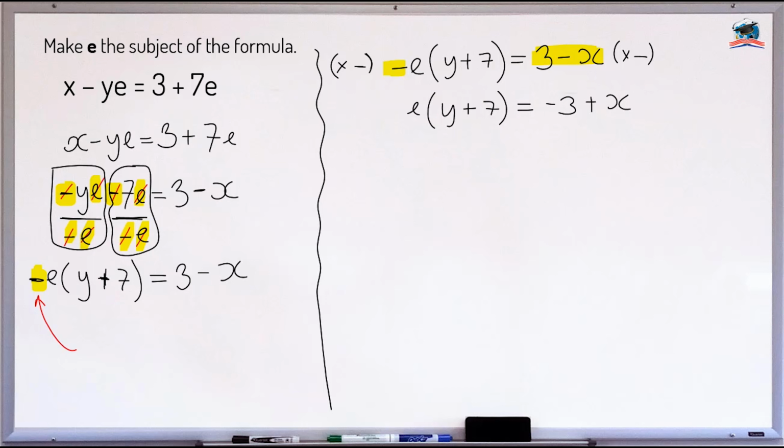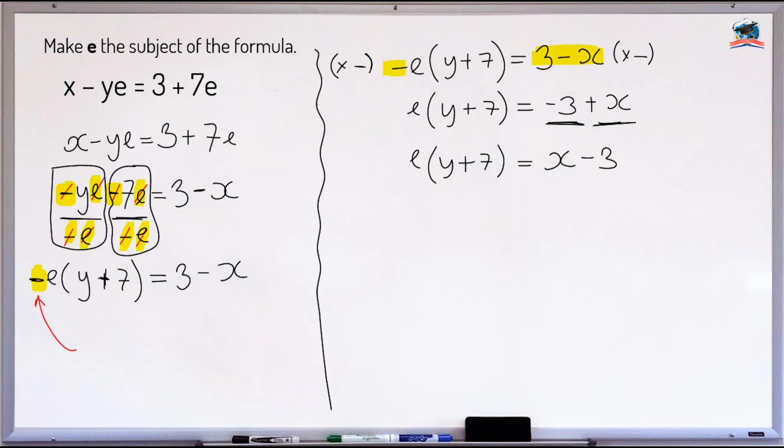Now let's rearrange this. It's not good for the minus 3 to be in front while we have a positive x behind. So let's rearrange it. We have e open bracket y plus 7 close bracket is equal to, let's put the plus x to the front. We have a plus x and then we have a minus 3. Now this is good. You need to rearrange this.